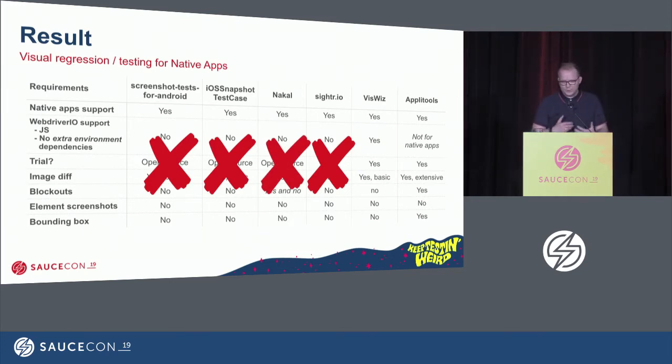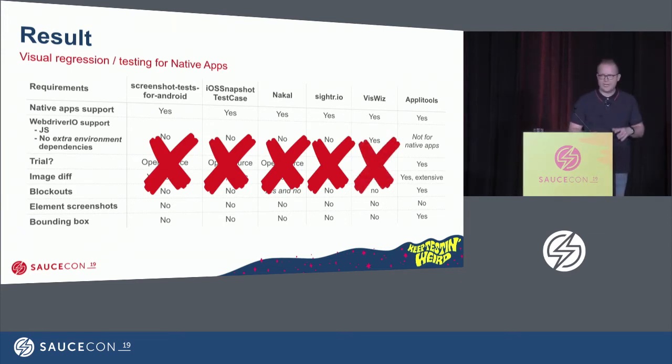And one tool that drew my attention first of all was VizWiz. VizWiz was a tool that also supported image comparison for native apps. The only downside of this tool was that it did not support blockouts. And as you might know, with the status bar, you need to be able to block it out, because your time can be different each time. So it also narrowed down the list.